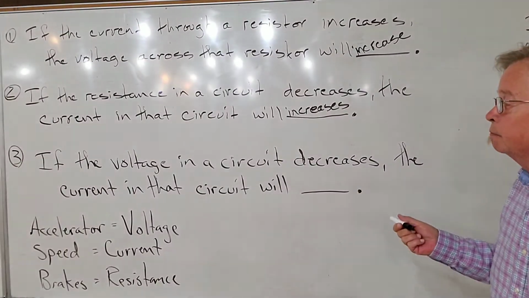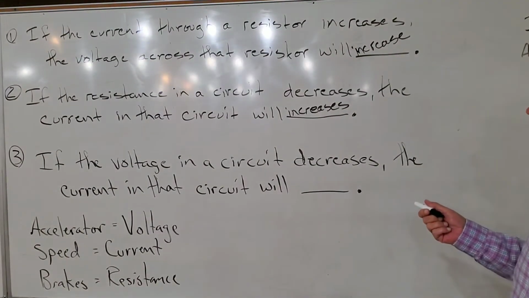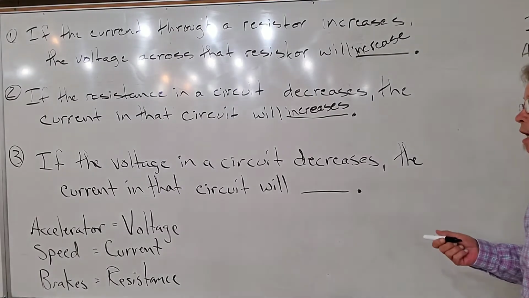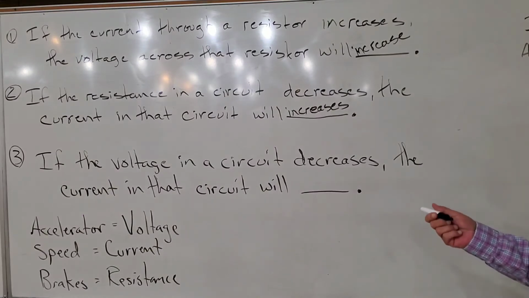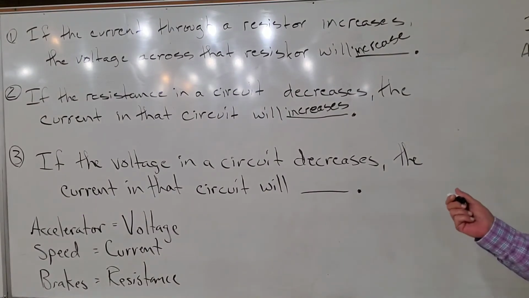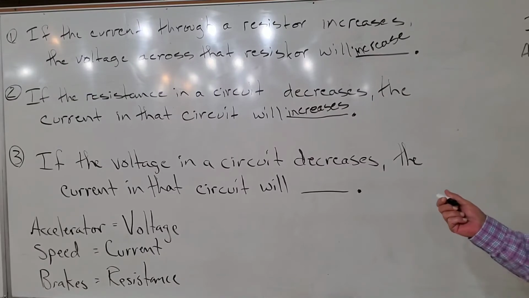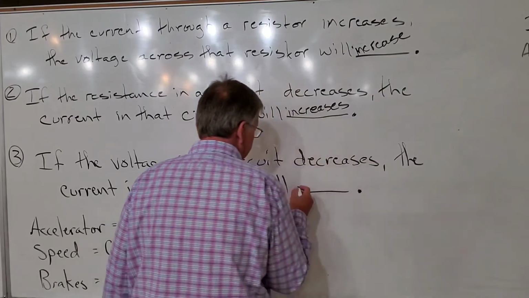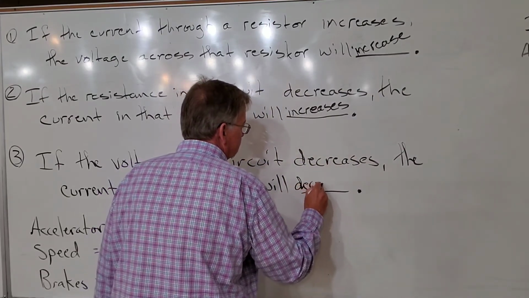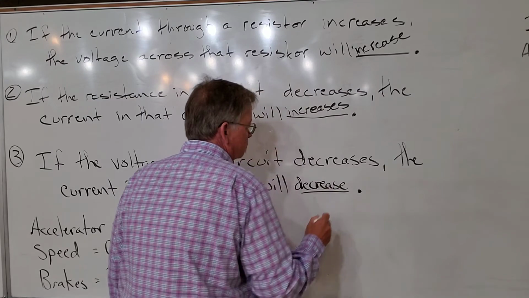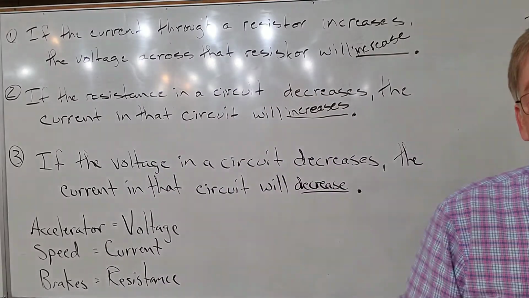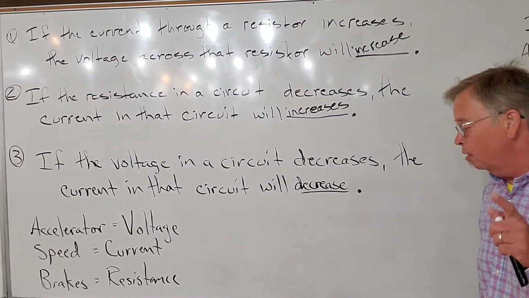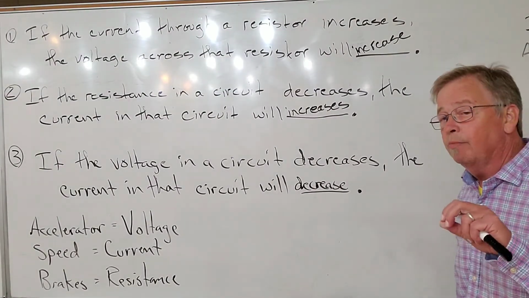And the last one here, if the voltage in the circuit decreases, the current in that circuit will. Well, if the accelerator is let off, the speed will decrease. If the voltage decreases, well, the current will decrease. Okay? Now, something else I want to show you, but I can't just yet. So I'm going to get back to that.